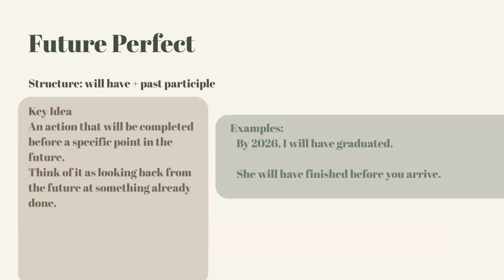Our next tense is future perfect. And we use the form will have plus verb 3. You can call it past participle as well. And we use future perfect for actions that are completed before a future time. Example, I will have finished or I'll have finished.